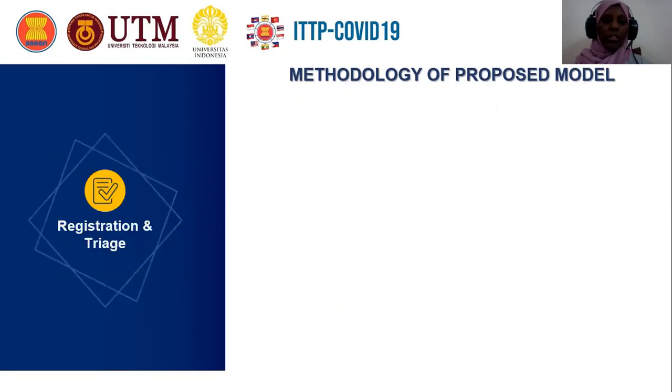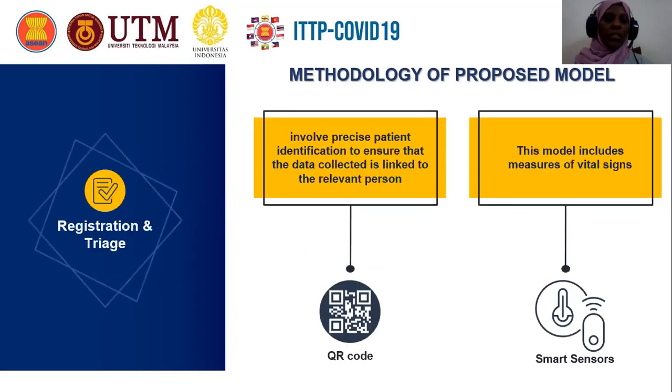So the first one is registration and triage. As we know, registration is the initial step in the emergency department, which is a critical process that must involve precise patient identification to ensure that the data collected is linked to the relevant person. For that, we use QR code technology. When patients arrive at the emergency department, they receive a QR code bracelet or tag. Also, the model includes measurement of vital signs, which is very crucial for the triage process, and it will be done by using smart sensors.